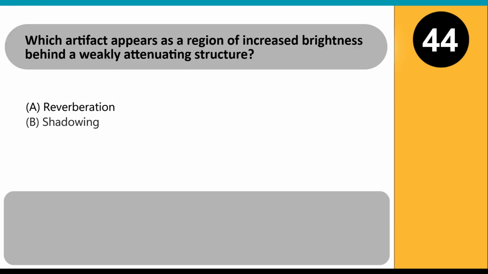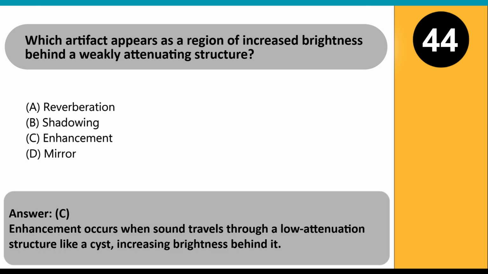Which artifact appears as a region of increased brightness behind a weakly attenuating structure? A. Reverberation. B. Shadowing. C. Enhancement. D. Mirror. Answer C. Enhancement occurs when sound travels through a low attenuation structure like a cyst, increasing brightness behind it.